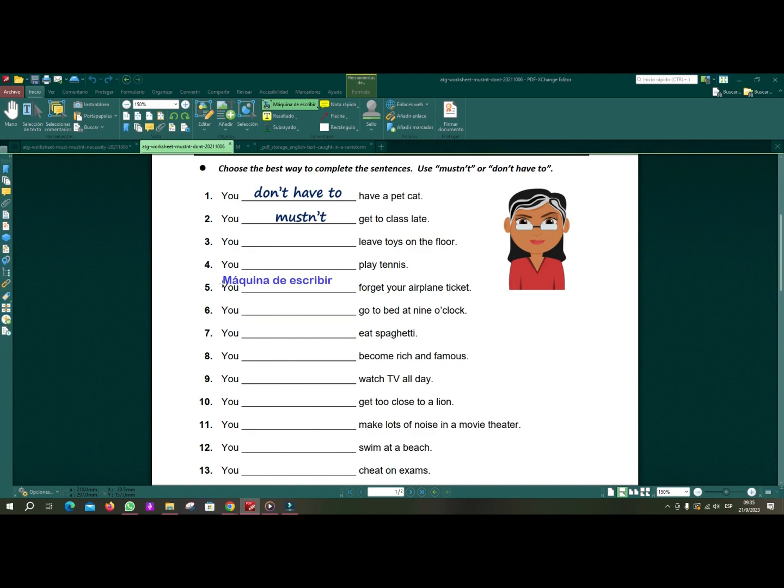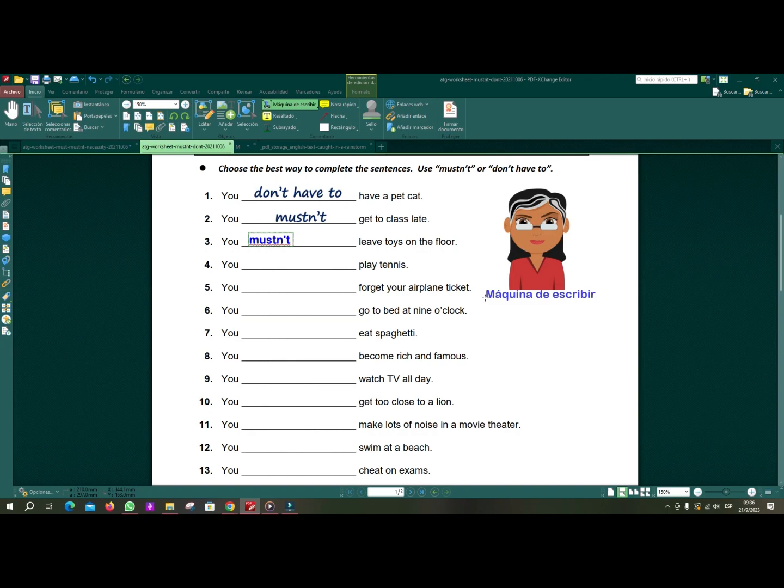Mustn't or don't have to. Or be like a rule, maybe, right? Don't have to. This is optional, right? But if you are maybe in a school or in a place that you can fall down because of a toy, I guess, or I consider that would be mustn't in that case, right? So you mustn't leave toys on the floor. That would be depends of you, right?